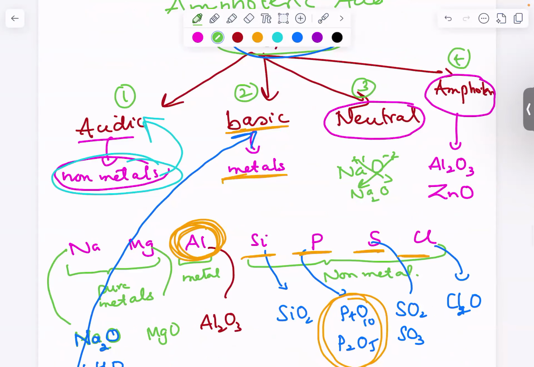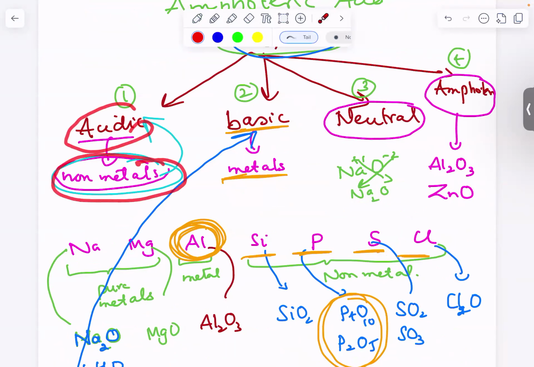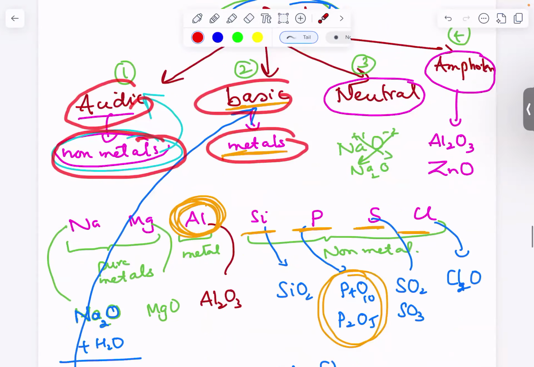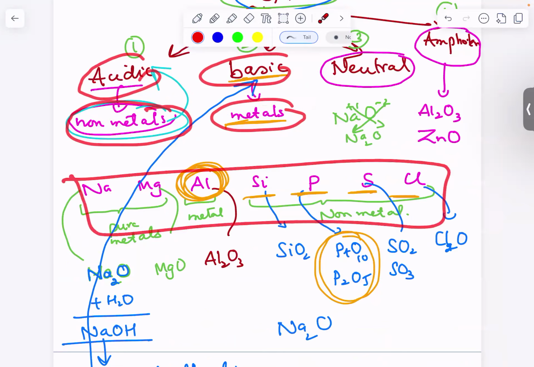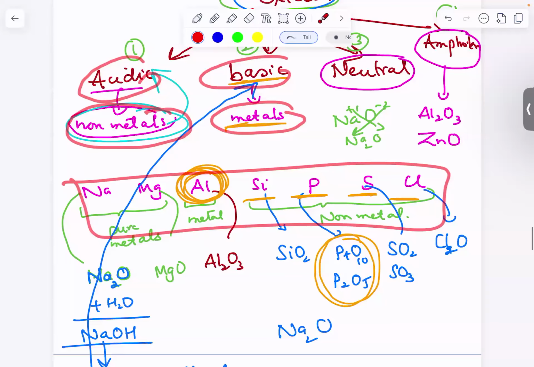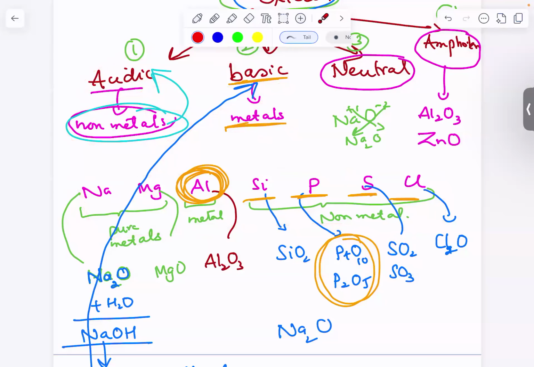Now, we were discussing the acidic oxide, that acidic oxides are made by non-metals, right? While basic oxides are made by metals. When I gave you the example, I wrote period three. This is period three. Sodium, magnesium, aluminium, silicon, phosphorus, sulfur, chlorine, and argon. I didn't include argon because argon is neutral, having a full electron shell, so it doesn't react.